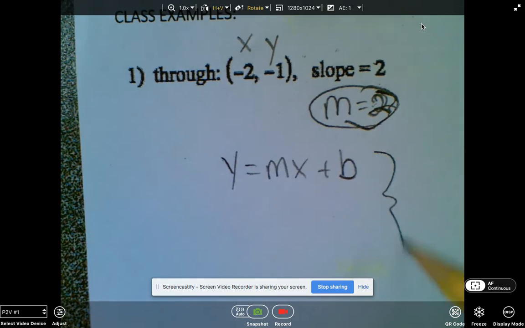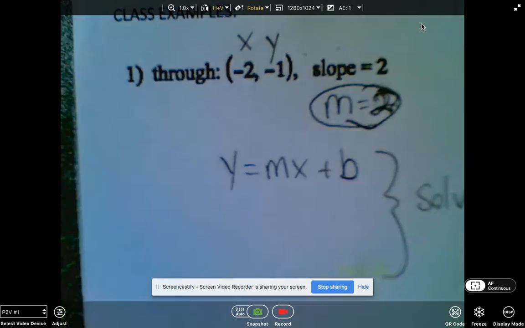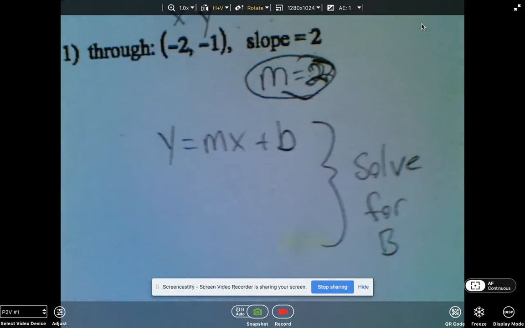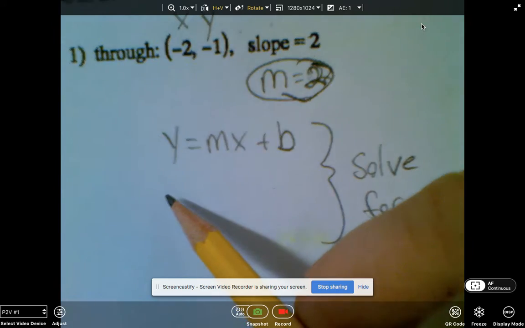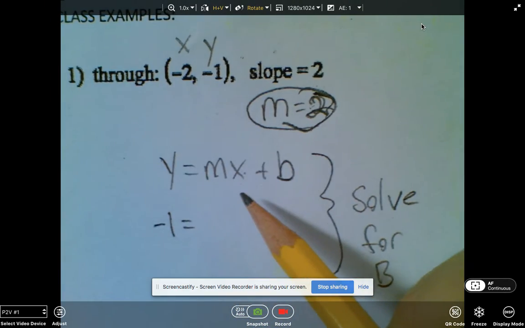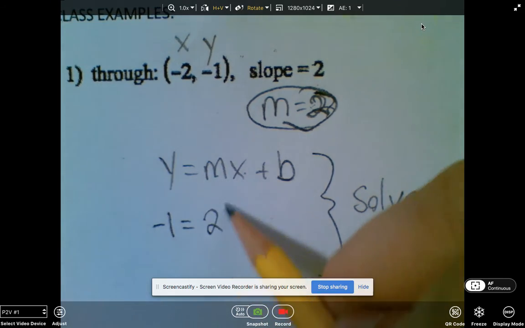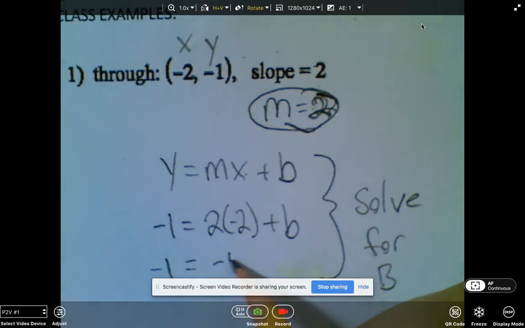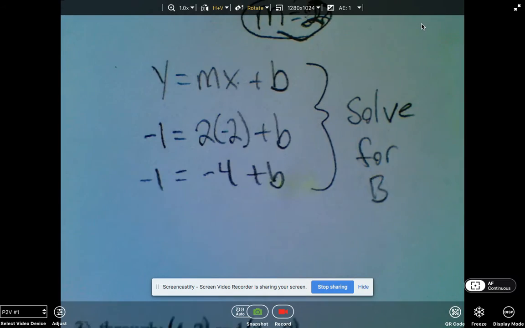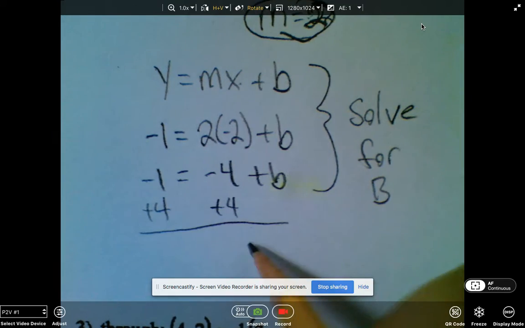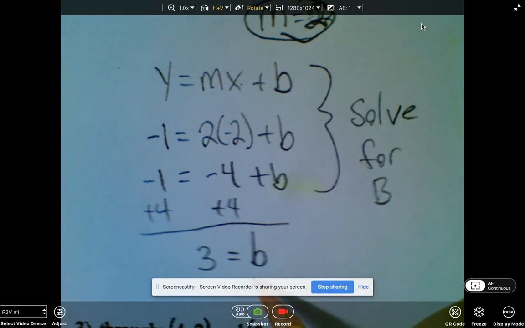So I'm going to put over here, we're going to solve for b. So we're going to plug in the other 3 letters. So I know y is what? Raise your hand. -1 equals, who can plug in m and x for me? Yeah, so it's 2 times -2 plus b. So when you get this, it's -1 equals -4 plus b. What's the one step to solve for b? +4 to both sides. You're left with b equals 3.